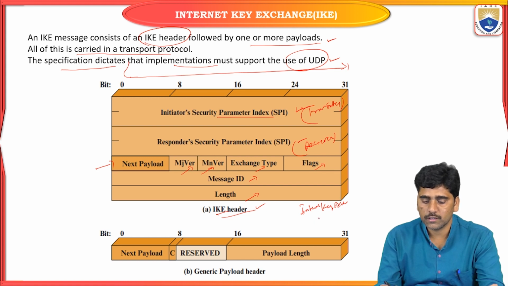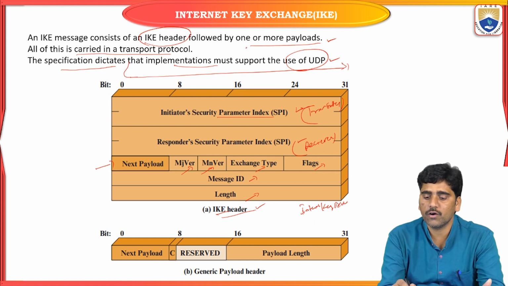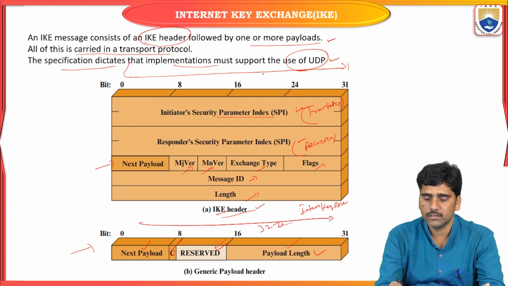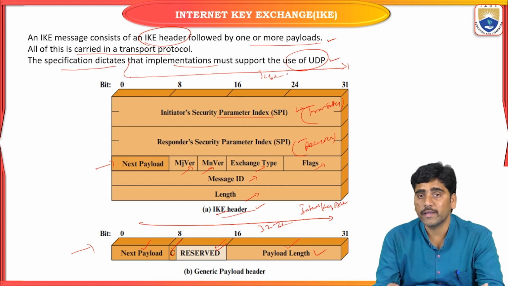Along with this is the generic payload, which contains the IKE header followed by one or more payloads. The payload header contains the next payload, checksum, reserved field, and payload length field. This is also a 32-bit field. So this is the IKE header format, and this is the payload header format.